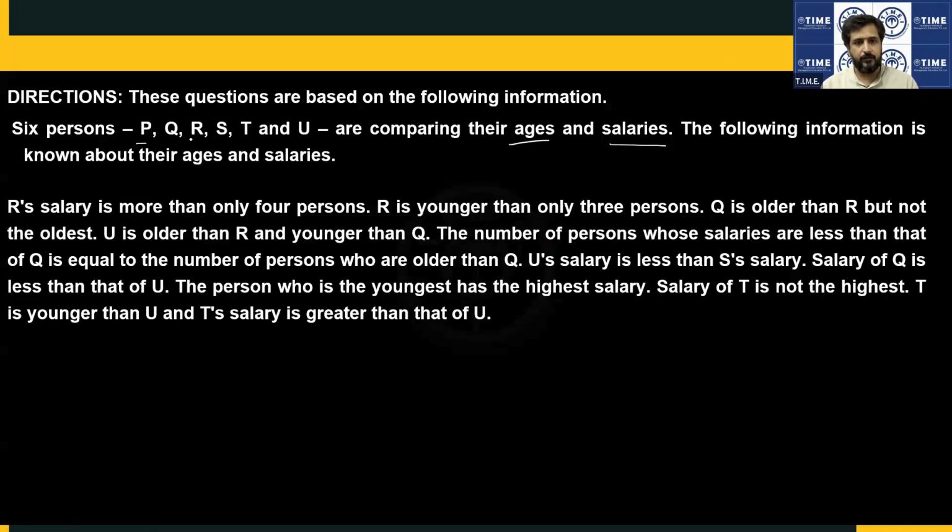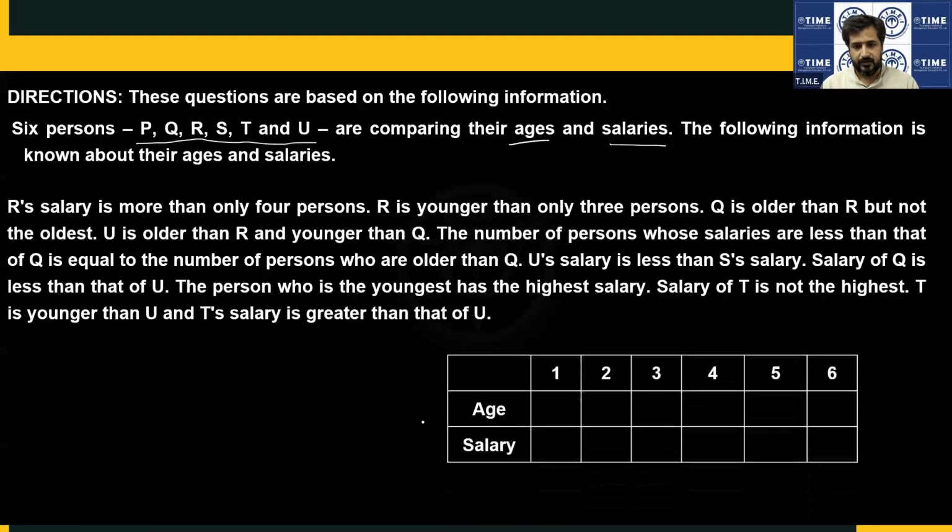And how many people are given? Six people, P, Q, R, S, T, and U. Fine. Now let's solve the set. This is the basic structure. Ages and salary. One being the oldest, six being the youngest. And similarly, salary: the one who earns the highest salary and the one who earns the lowest salary.